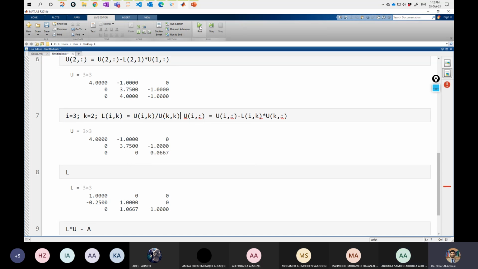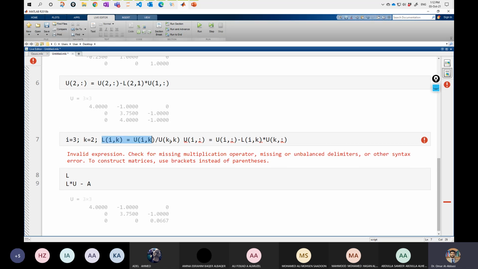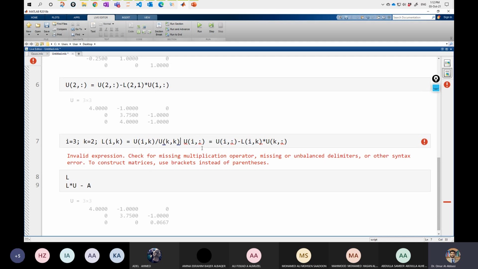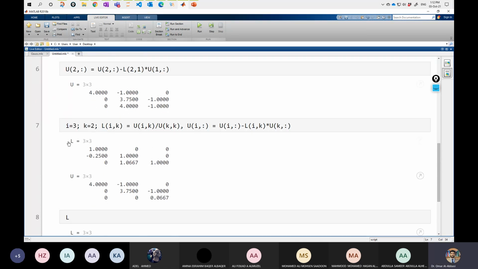MATLAB says if I execute this line, it says invalid expression. So in order to show both processes, the calculation of L and the calculation of U, you can put a comma over there. So if you do that, then it works. Then you will see both L and you will see both U.